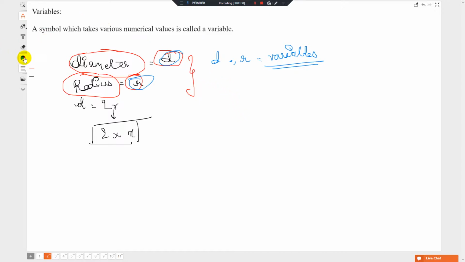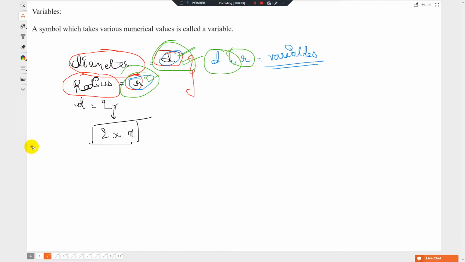See here, a variable is a symbol, meaning a single letter, with various numerical values. Numerical values like d can be 5, 10, 100, 10,000. It can be that much; it has so many values. It's called a variable, a symbol like d.